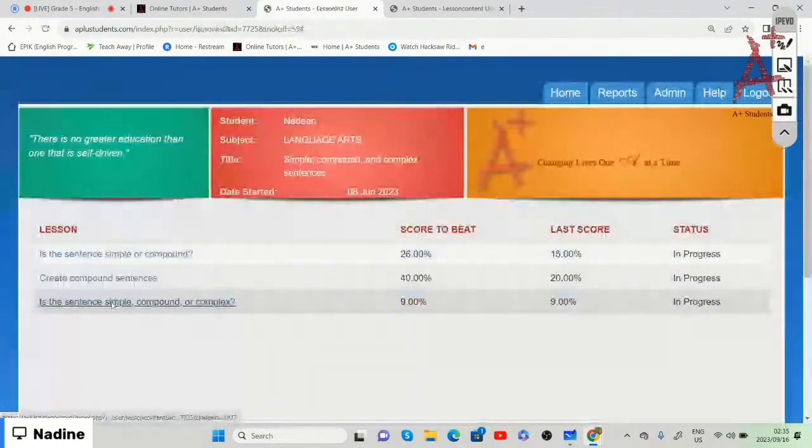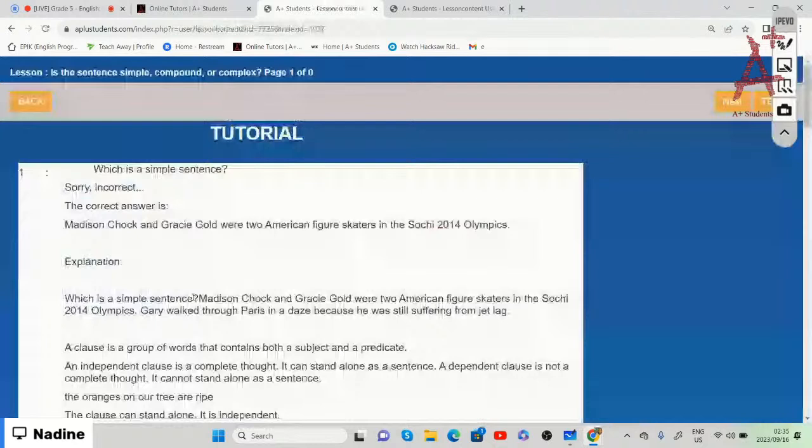All right, so now we can identify whether a sentence is simple, compound, or complex. A simple sentence has a subject and a predicate, and it is an independent clause. A compound sentence is two simple sentences joined by a coordinating conjunction: and, but, or, so. And then we have a complex sentence.